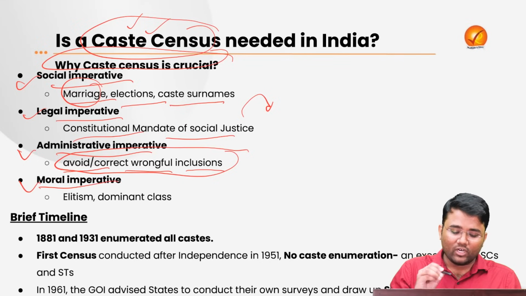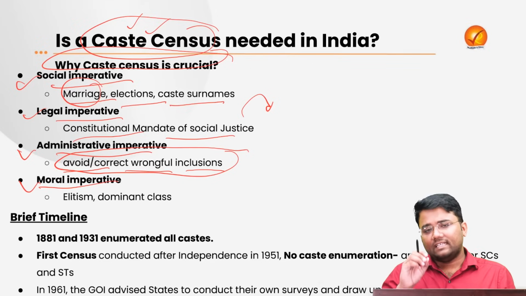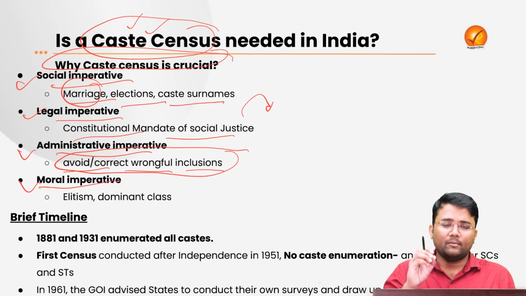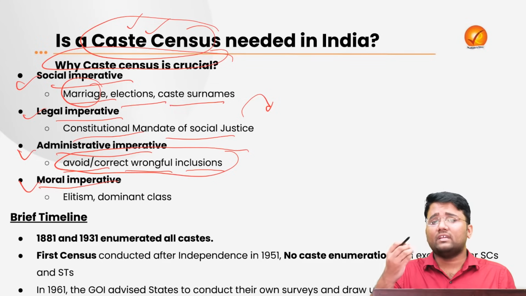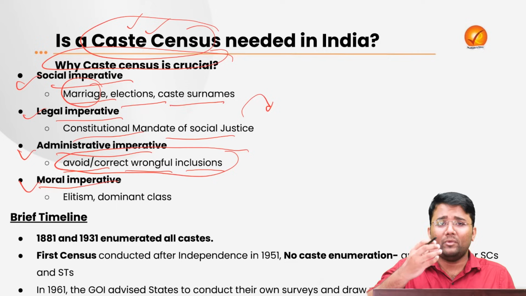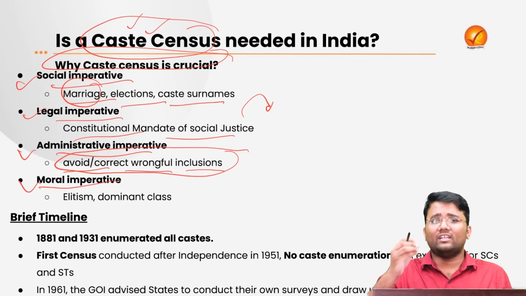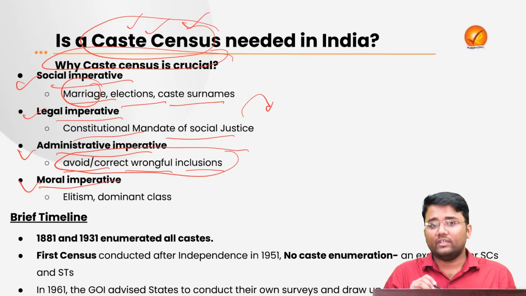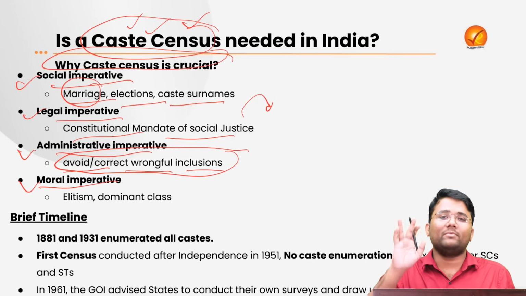Then there are some moral imperatives also. Experts believe that whatever benefits were mandated, these benefits were actually cornered by some of the dominant class, the elite class in the particular caste itself. So when we have a proper caste census, we can actually identify the real beneficiaries who need proper attention, who need proper support by the government.